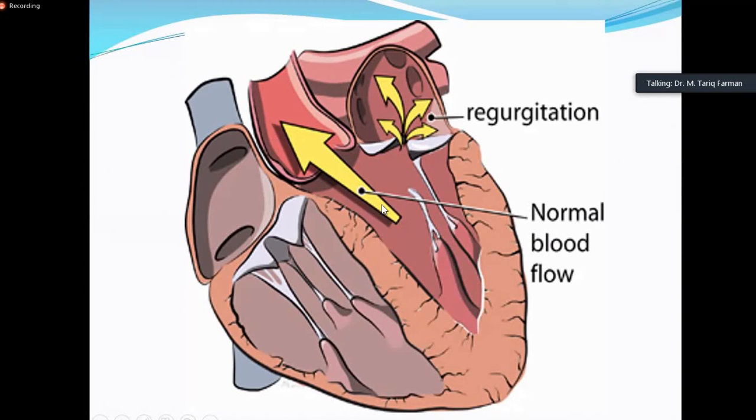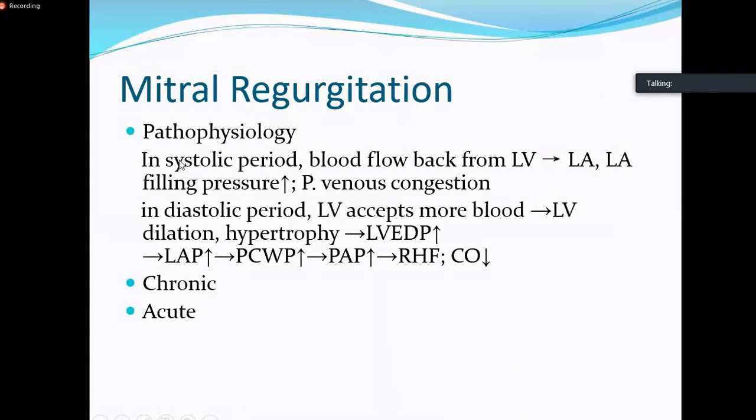So some of the blood in systolic phase goes towards the aorta, and some of the blood goes towards the left atrium in case of mitral regurgitation. But it depends upon the severity of the disease, how severe the disease is. If the mitral valve regurgitation is severe, much of the blood goes towards the left atrium. So in systolic period, blood flows back from left ventricle to left atrium in case of mitral regurgitation.